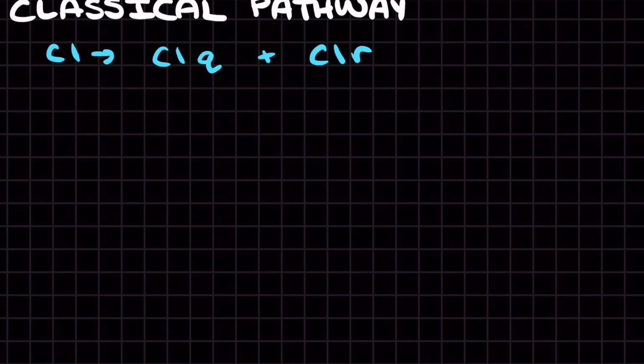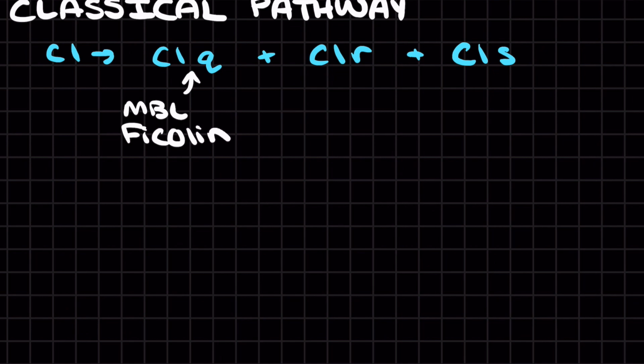C1r, and C1s. And if we're going to bring back the lectin pathway, draw comparisons to that, then C1q is like MBL or ficolin. C1r is like MASP1. And C1s is like MASP2.